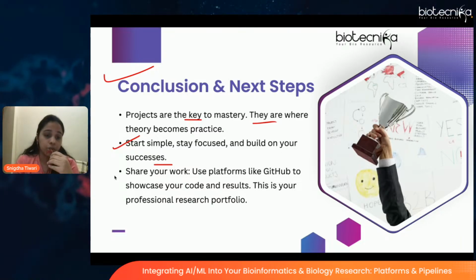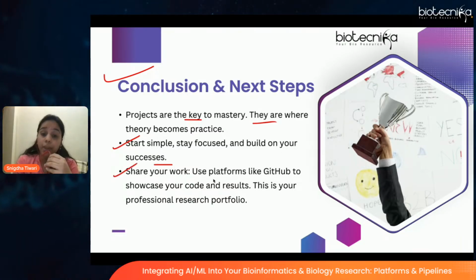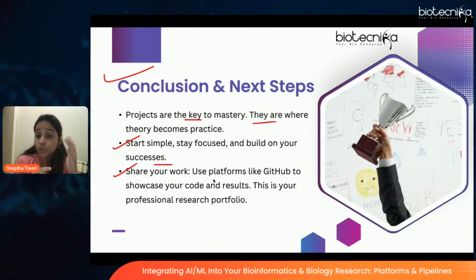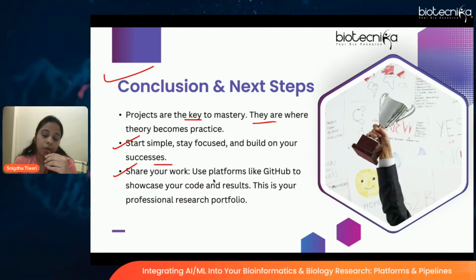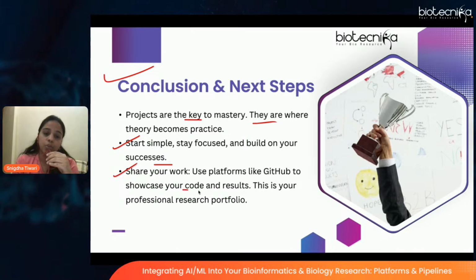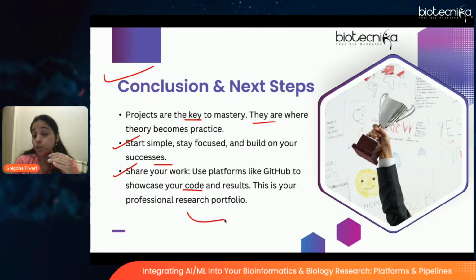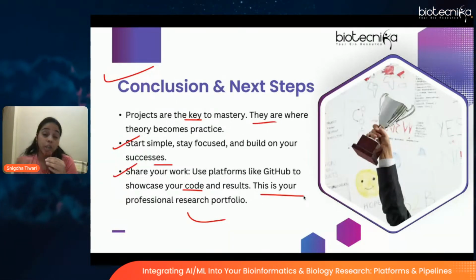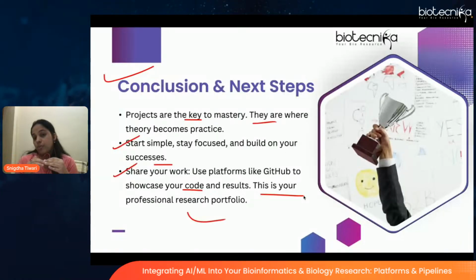That will be highly encouraged. Share your work, that is important. Use platforms like GitHub. Ma'am already told you about GitHub repositories and version controlling. Always stick to those basic conventions when you're doing your scientific research and analysis, to showcase your code and results. This is what a professional research portfolio should look like. This is how you can make your own portfolio, share, and present, and you can even get hired with a good portfolio design.